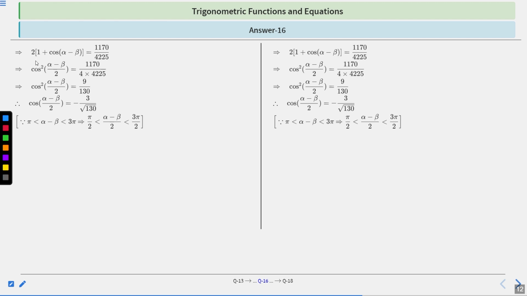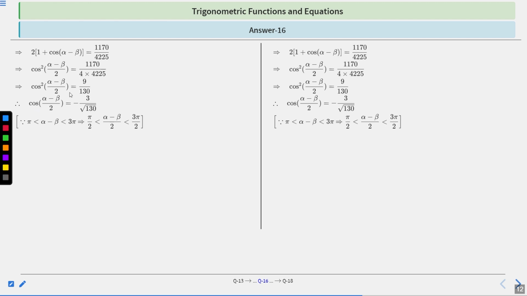Therefore, now, this 2 will go to the bottom side. See, 1 plus cos (alpha minus beta) can be written as 2 cos square (alpha minus beta) by 2, right? Therefore, 2 into 2 will be 4. Therefore, this 4 will go in the denominator of the right hand side, right? Therefore, cos square (alpha minus beta) by 2 is equal to 1170 upon 4 into 4225. After simplification, cos square (alpha minus beta) by 2 will be equal to 9 upon 130.